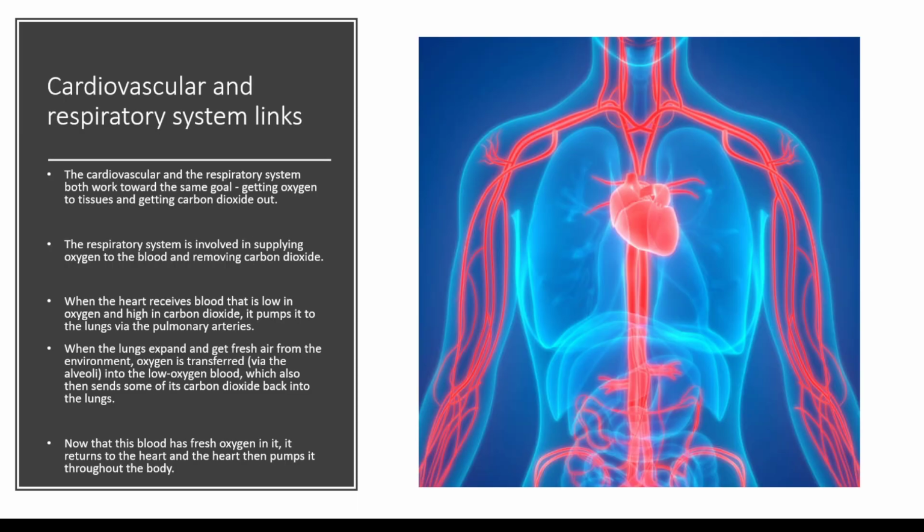Okay. Looking at the cardiovascular and the respiratory system links. So the cardiovascular and the respiratory system both work towards the same goal. So their whole purpose is to get oxygen into the blood, circulate that oxygen around the body, bring the carbon dioxide back where we're going to breathe it out. And as we know, when the heart receives blood, it's going to push that oxygen around the body by contracting, but also by that suction effect, bringing blood back to the heart, which will be full of carbon dioxide that we're going to go and get rid of.